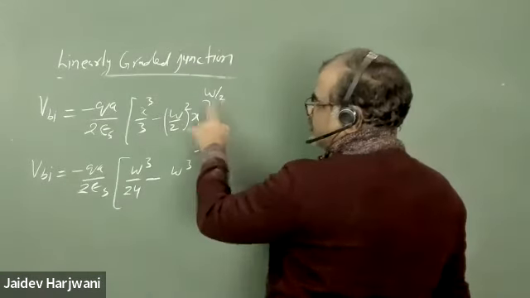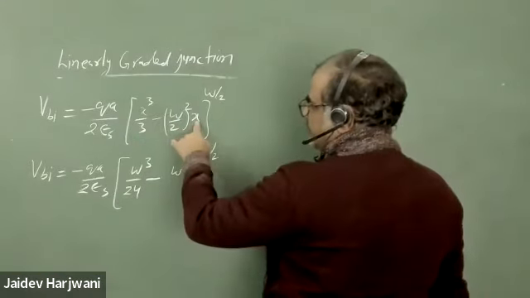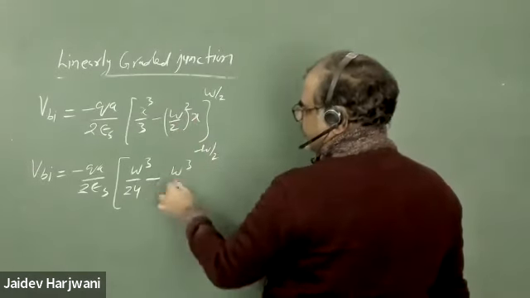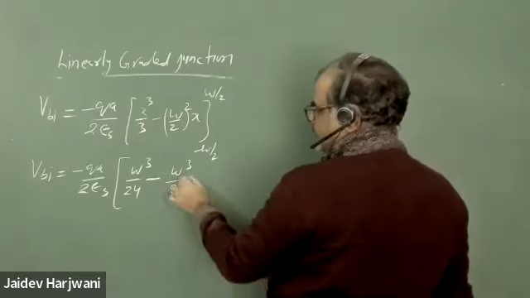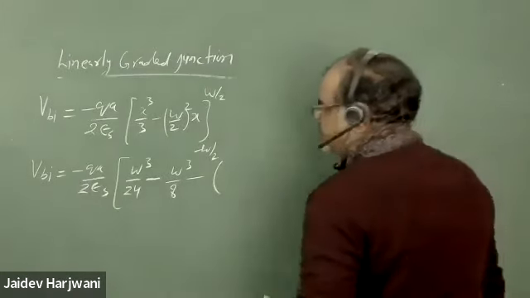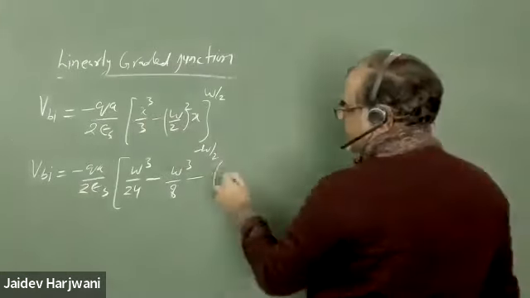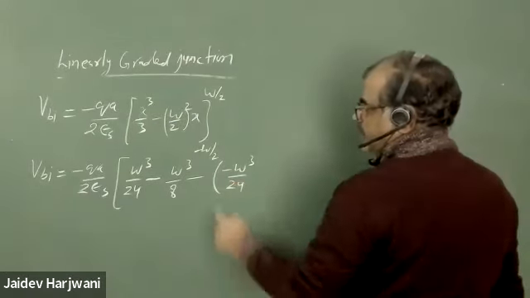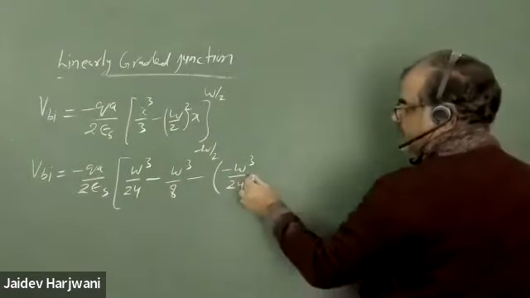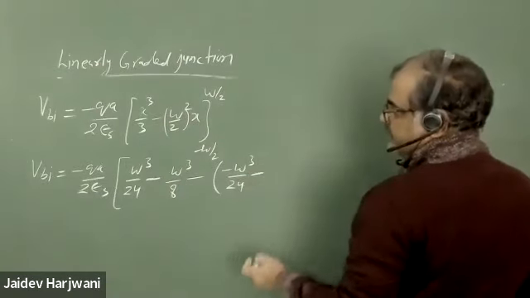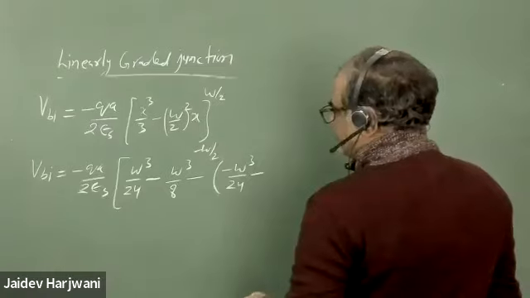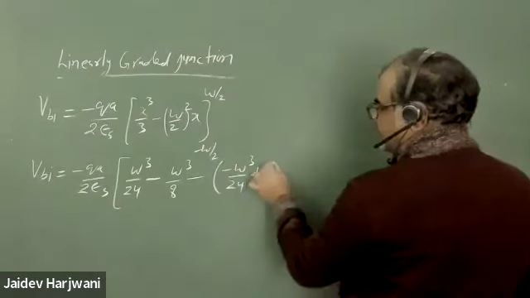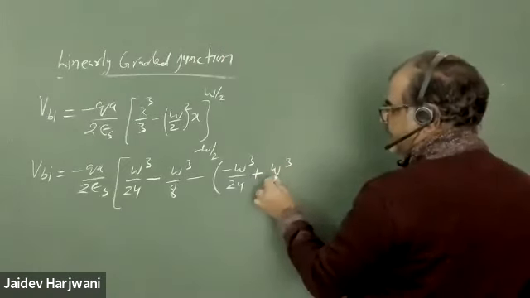I put W by 2 here, so W cube, and 8 times 3 is 24. For the other term, I put W by 2 here, so this becomes W cube by 8. Now I put minus W by 2 again: this will become minus W cube upon 24, and again minus W cube by 8. Now this is minus, so what will we get here? I'll get minus W cube by 8, and minus becomes plus W cube by 8.